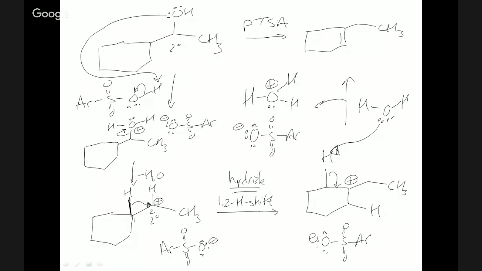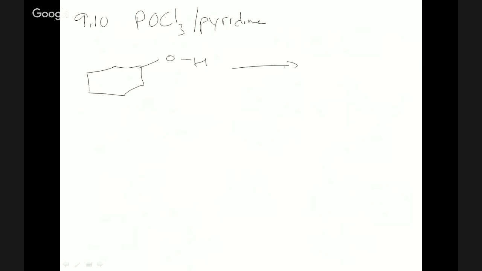All right, let's look at 9.10, dehydration with POCl3 and pyridine. Pyridine is an amine base. Let's show this. This is another way to do an elimination. This is just a different reagent. Net loss of water, it's still a dehydration.